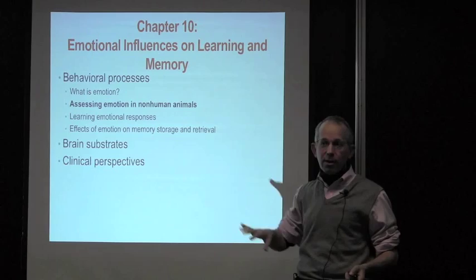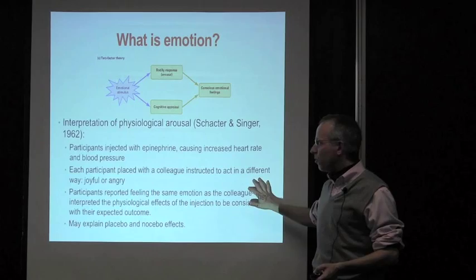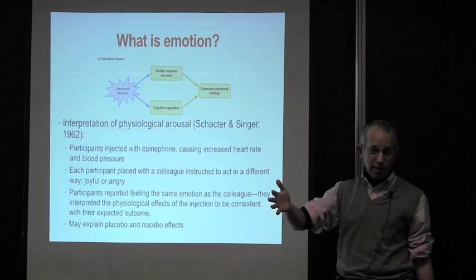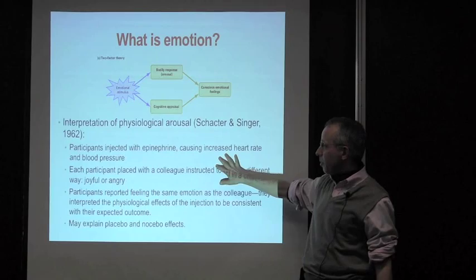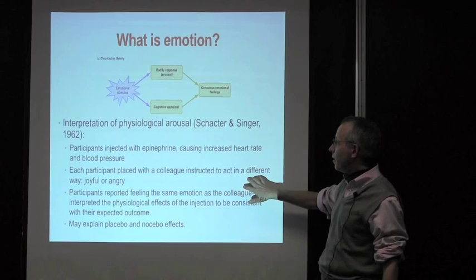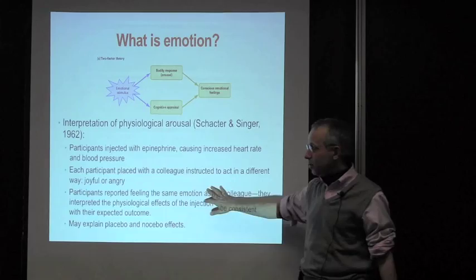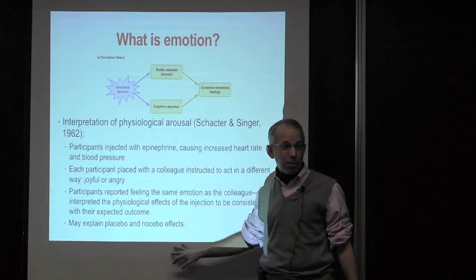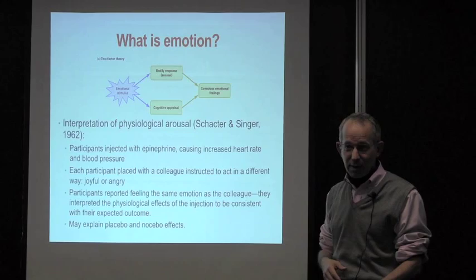But that's the basic idea of these kinds of studies, where the analog of taking your date on the roller coaster and hoping she thinks she's excited because she's near you are things where you inject somebody with epinephrine, which is a direct way of the equivalent of riding in the front of the roller coaster. Then you place them with somebody who's happy or angry, and then you note that people report feeling whatever the other person was feeling. And the idea is this may explain some of these placebo-related effects, that we're interpreting our body's responses in terms of the cognitive context.